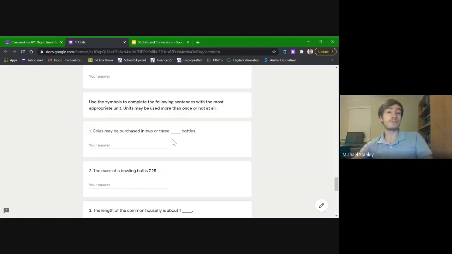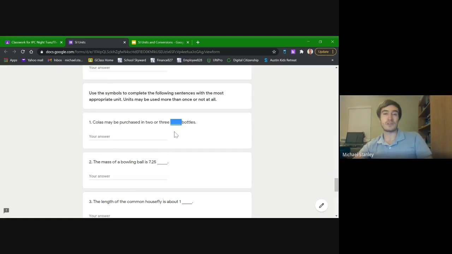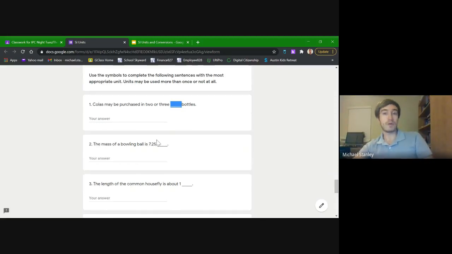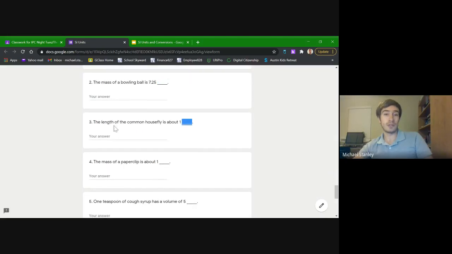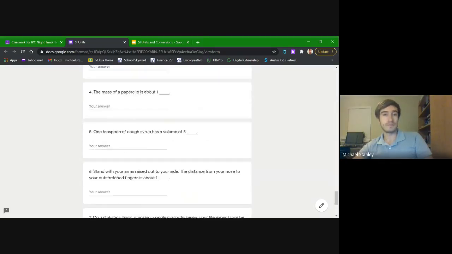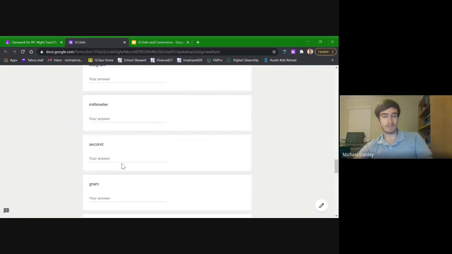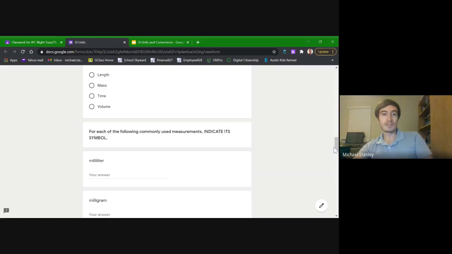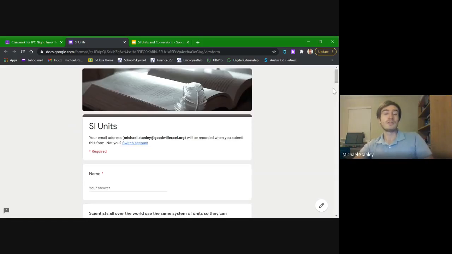And then the third part down here just asks you to kind of fill in the blank with the most appropriate unit. So do these different situations refer to liters or kilograms or millimeters or liters? What unit would fit most appropriately in whatever is being described in these sentences? So it is a lot of questions, but it's a lot of really quick, short answers. So hopefully you guys are able to get through that pretty quickly.